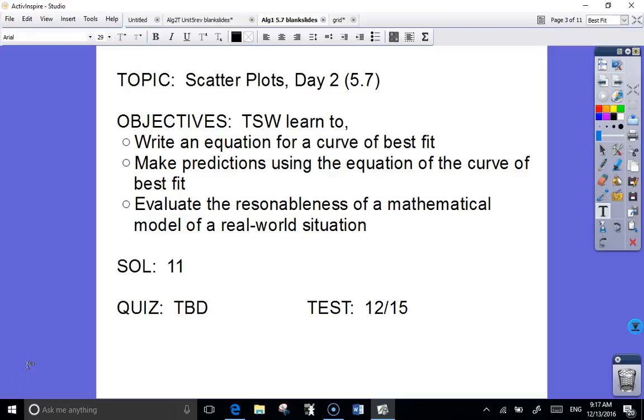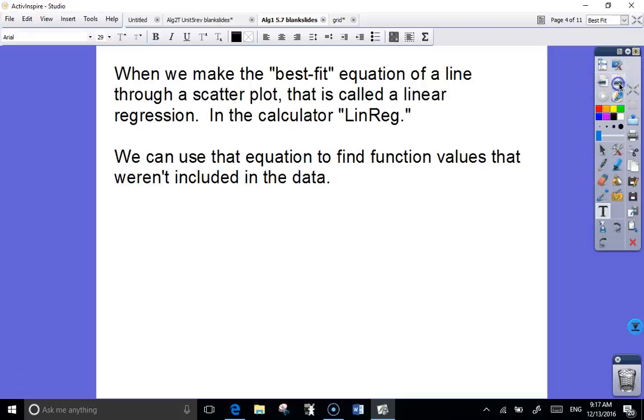So that's the starting point. Now, if it looks like there's a correlation, then we ought to be able to make a line that approximates the data. And that's what we were doing yesterday. That line is called a best fit line, or a regression line.